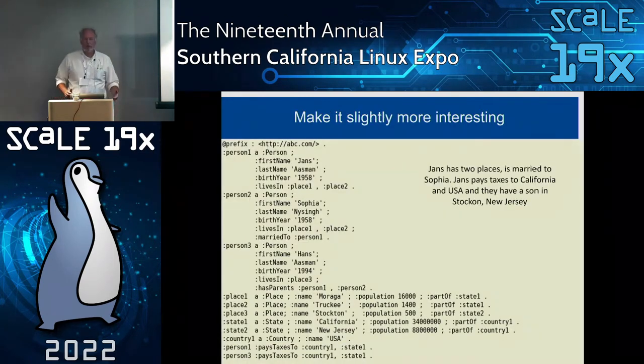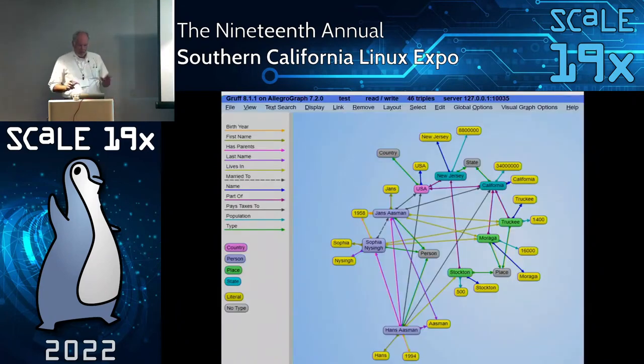And then if I would make it a little bit more complicated, right? So I could say there's a person that lives in 2 places, is married to Sophia, Jans pays taxes in California, in the USA, and they have a son in Stockton, New Jersey, right? And again, if I give you a minute, then you probably would be able to figure that out. But what you probably don't realize is there's already a kind of a complex graph in there. I have no idea if that's readable from this distance.